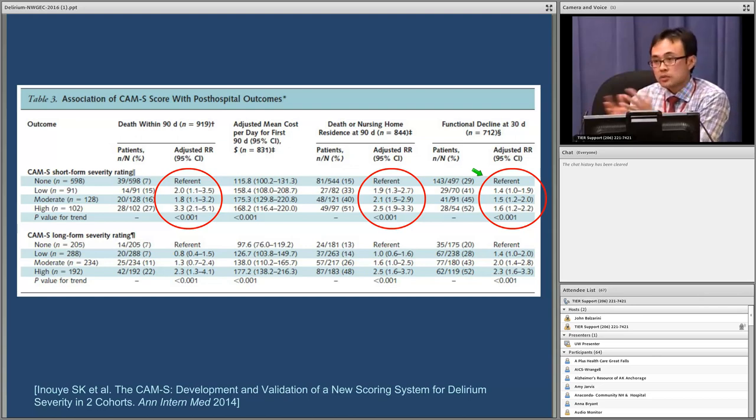So that's why I actually prefer using the CAM, is that you could link it in terms of severity, and also it's linked to very much important clinical outcomes as well, such as nursing home residence and functional decline at the 30 days and at the 90 days.